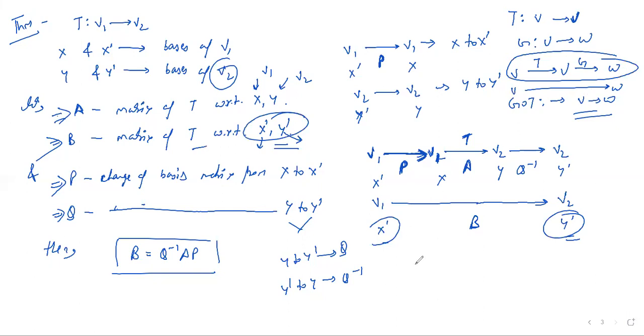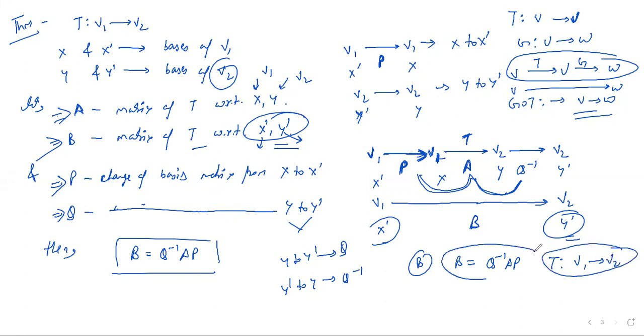Similarly, we'll apply here that my matrix B would be, if we multiply this, Q inverse AP. This is my corresponding mapping here, the composition of linear mappings. Okay, this is Q inverse AP. So B is equal to Q inverse AP, and by applying that, we'll get our matrix of T from V1 to V2. This is my corresponding mapping, and the result of this mapping I'll get by Q inverse AP.